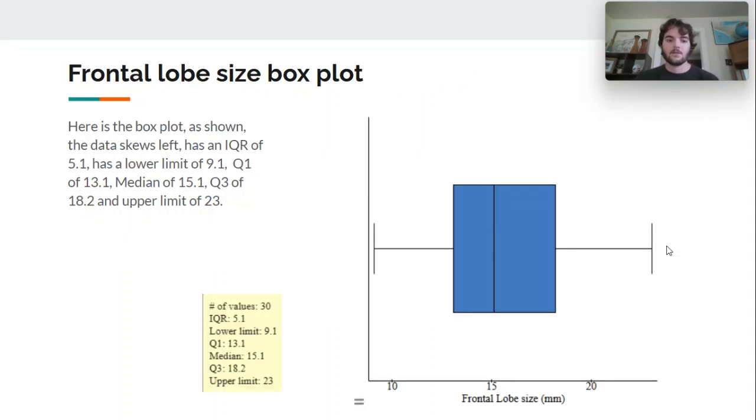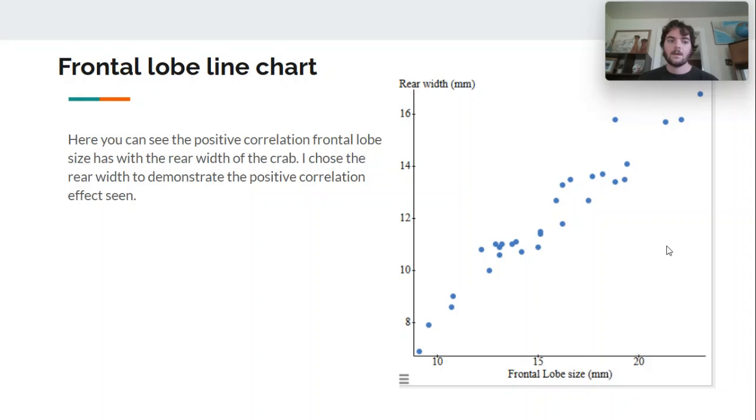Here's my box plot for the frontal lobe size. It skews left a little bit. It has an IQR of 5.1, lower limit of 9.1, Q1 of 13.1, median of 15.1, Q3 of 18.2, upper limit of 23. My frontal lobe line chart, I chose to correlate rear width with it just to check it out. Here you can see a positive correlation between frontal lobe size and the rear width of the crab.